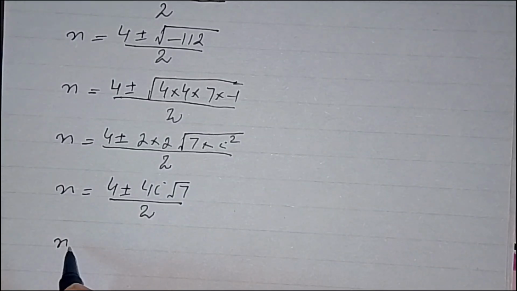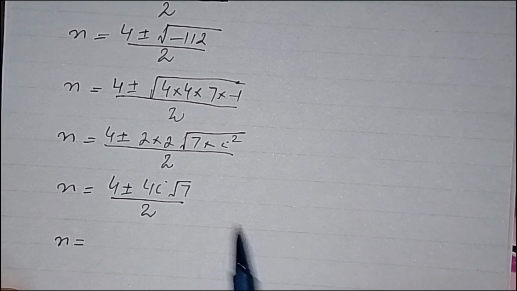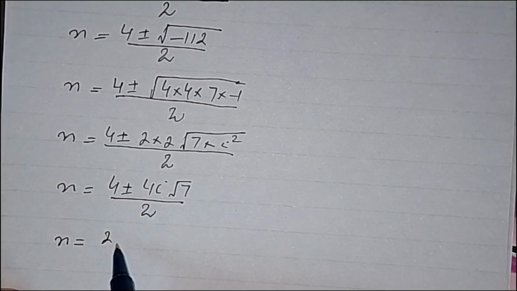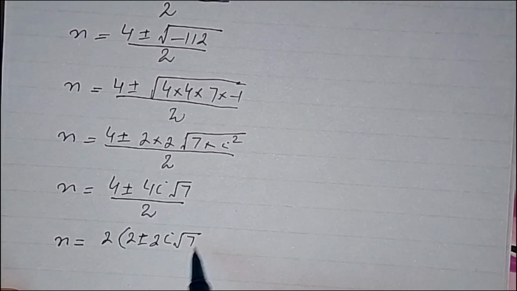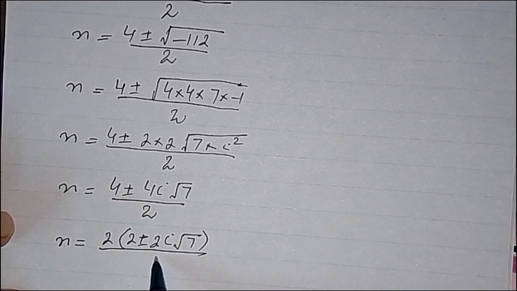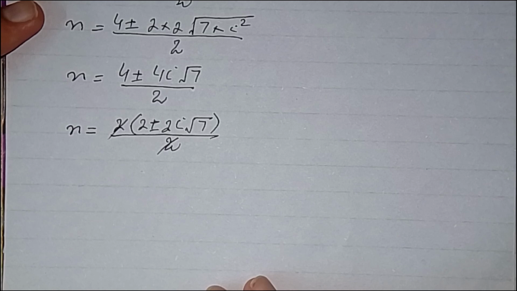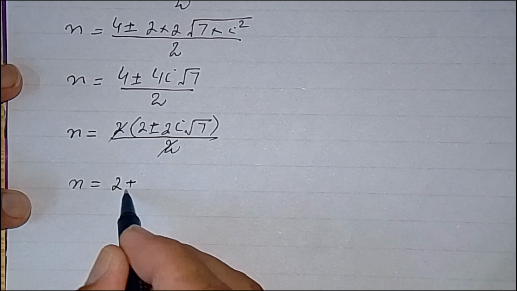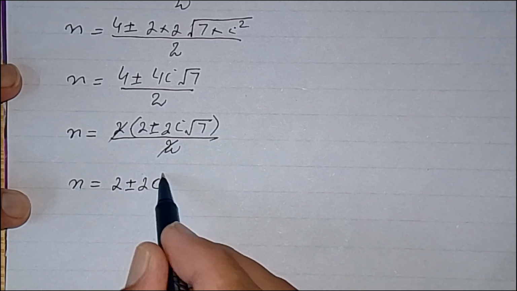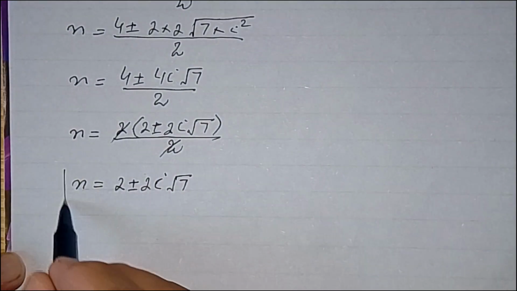N is equal to, taking 2 common from these 2, 2 into 2 plus minus 2 iota under root 7 over 2. So n is equal to 2 plus minus 2 iota under root 7. This is our solution for n.